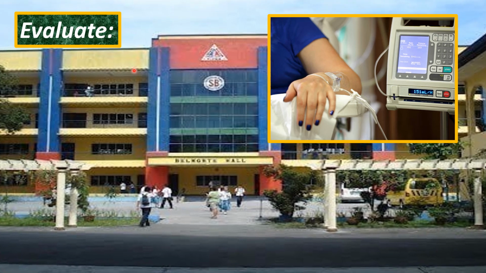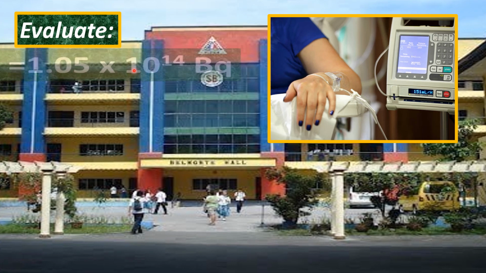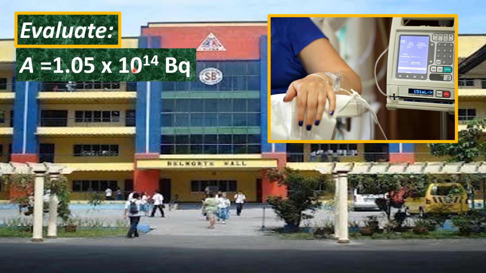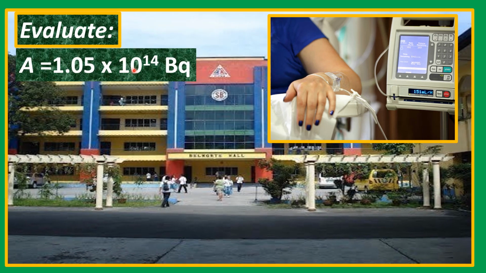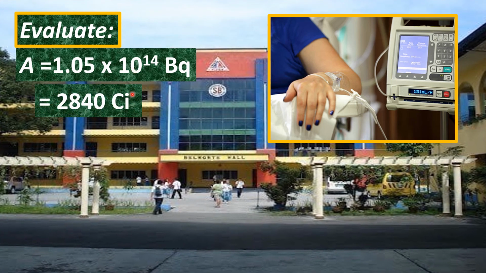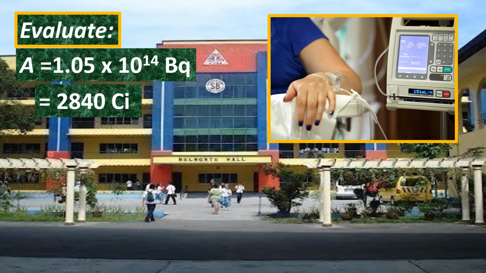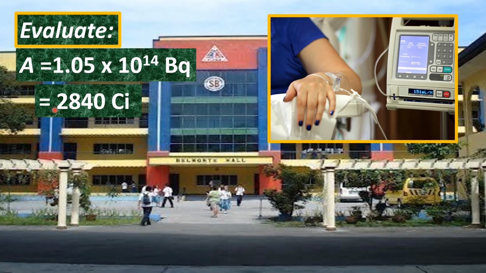Our calculated value for the activity A is in becquerel. So, converting it back to Curie, we get that 1.05 times 10 to the 14th power becquerel is also equal to 2,840 curie.